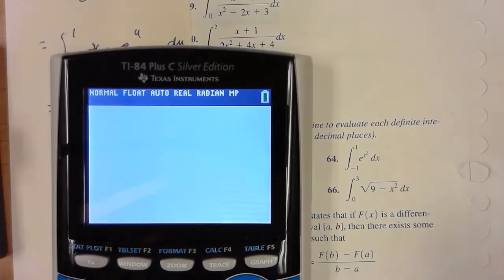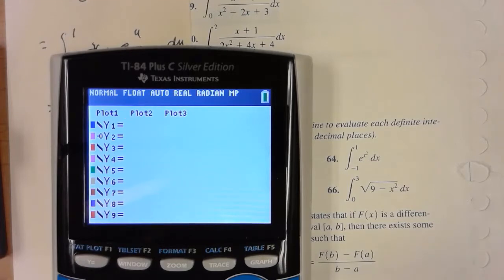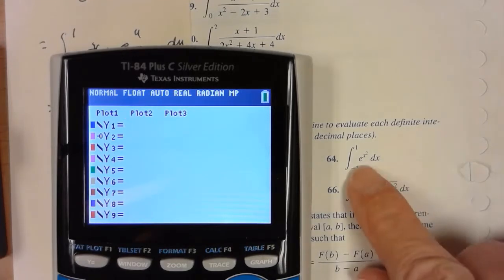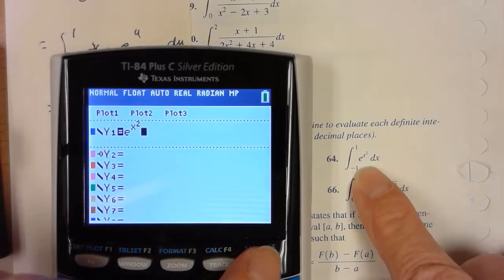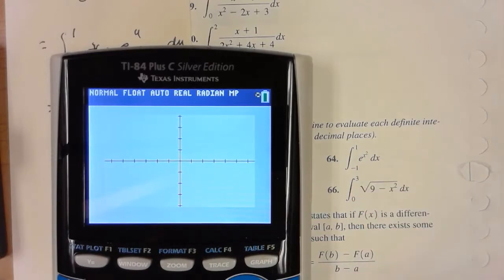One way is graphically, which I think is cool, but I go to y equals, and I did this in the videos. You put in your f of x that's behind the integral sign, if I want my calculator to do it. Then I ask it to graph. And I wait. And there it is.